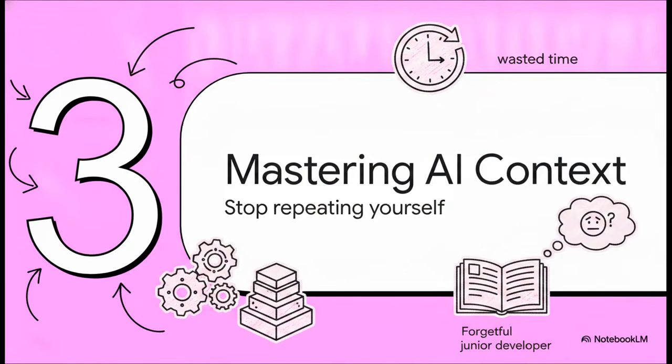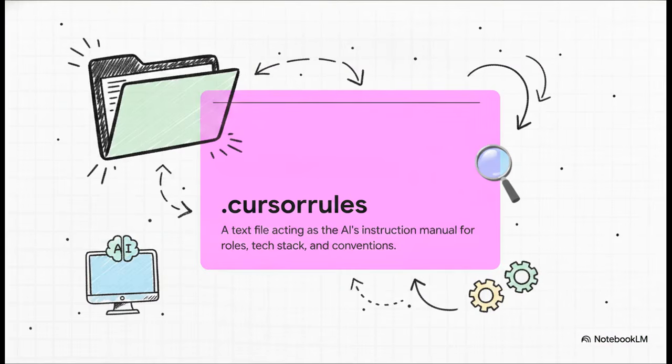Section 3. Mastering AI code context. Now, having the tools is really only half the battle. Did you know that according to a recent developer survey, developers waste an average of 23% of their AI interaction time just explaining context? Yeah, almost a quarter of your time spent telling the AI about your stack, your patterns, and your rules. We need to stop treating our AI like a forgetful junior developer every time we open a new session. The absolute best way to solve this is through a file called .cursor rules.